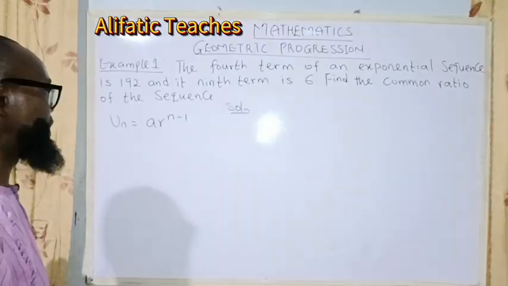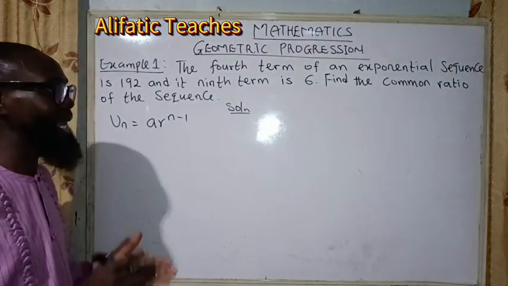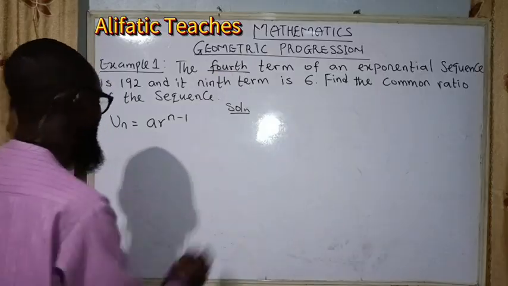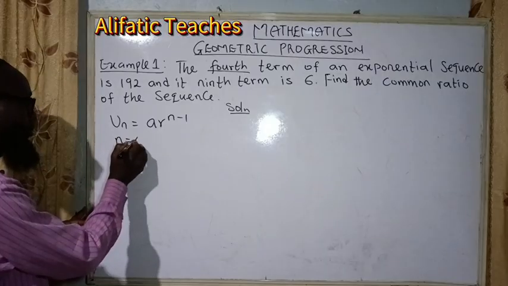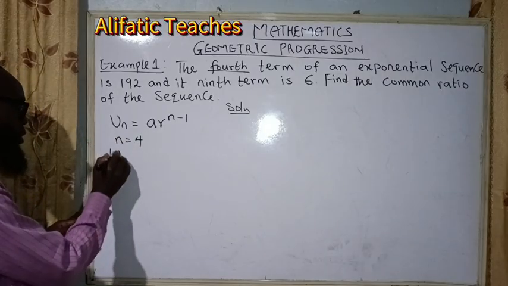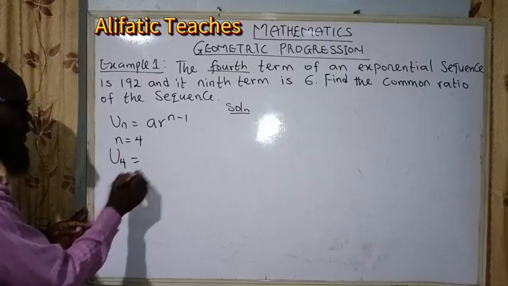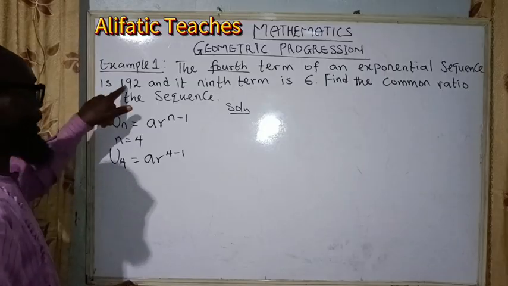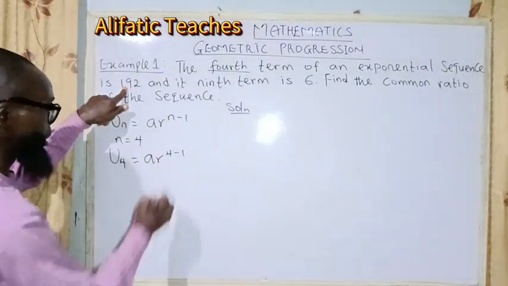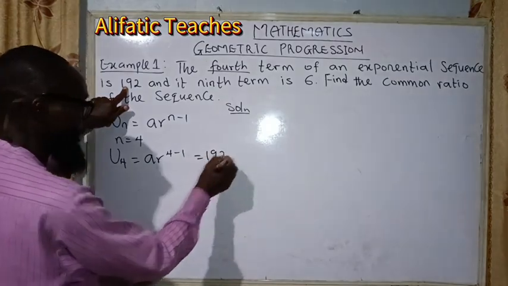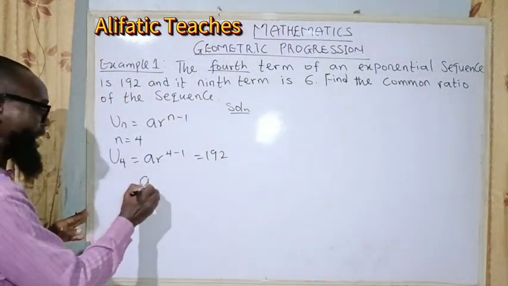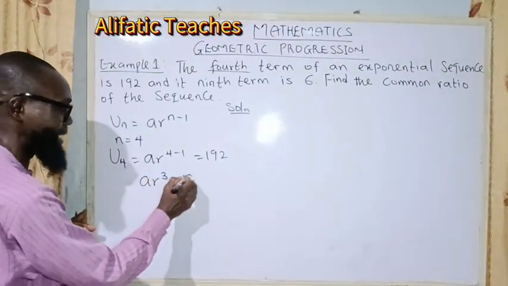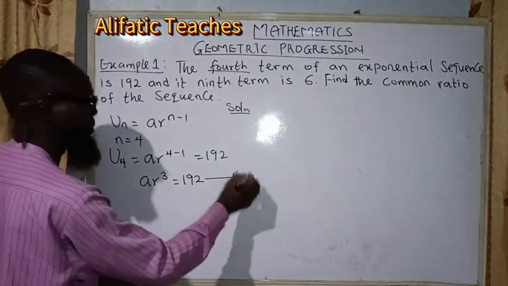Let us now go to this. The fourth term of an exponential sequence is 192, fourth term. That is when our n is equal to 4, then U4 is going to be equal to ar raised to power 4 minus 1, and it is 192. So if we now solve this, I have ar raised to power 4 minus 1, which is 3, equal to 192. So this is equation 1.